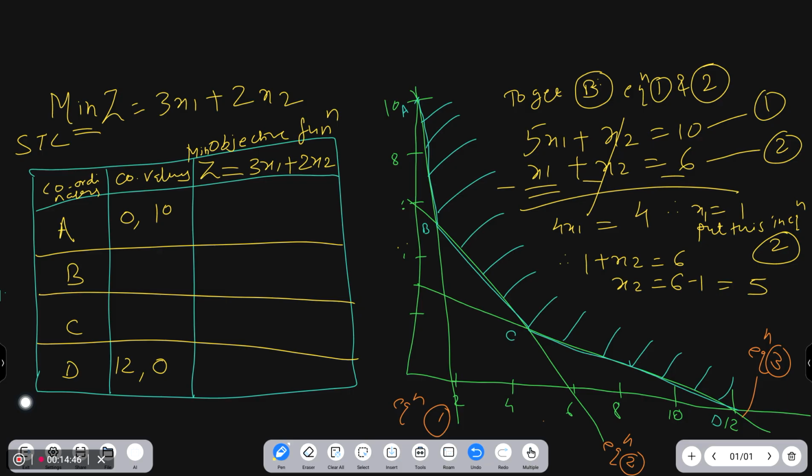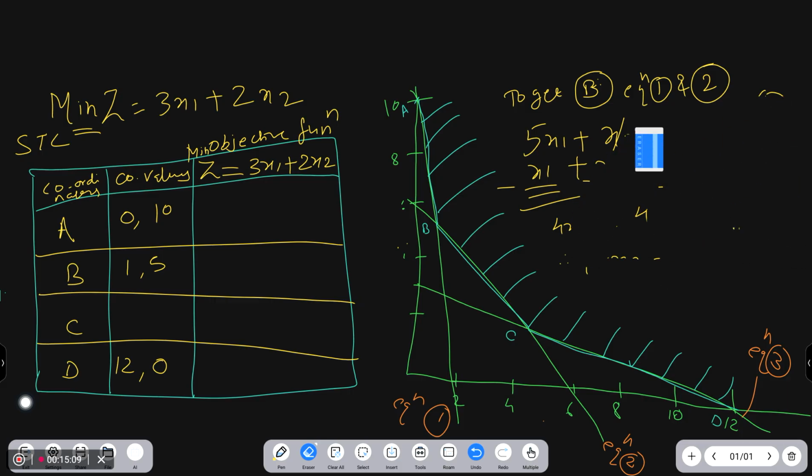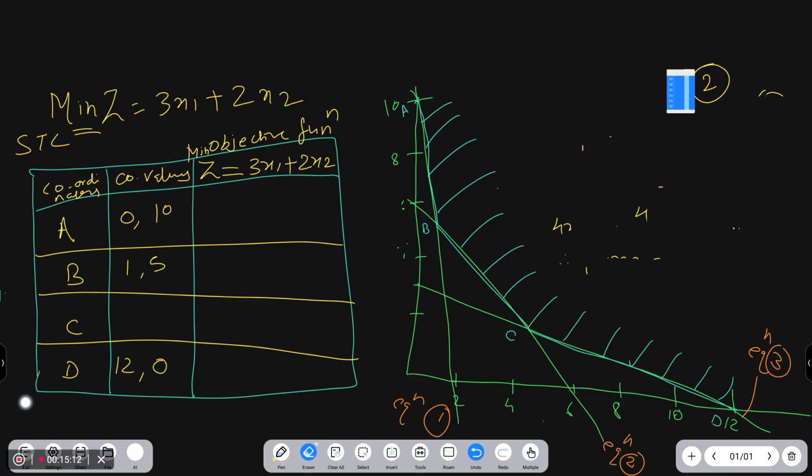So what is the coordinate value for B? It is (1, 5). Clear, everyone? Right. Now the next point is C. Now suppose you want to get the value of C, what do we have to do?